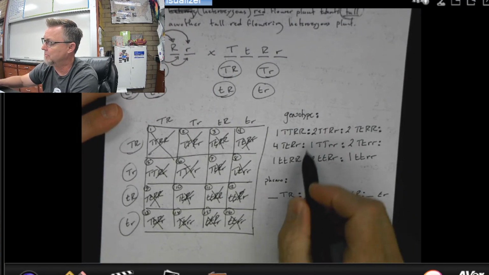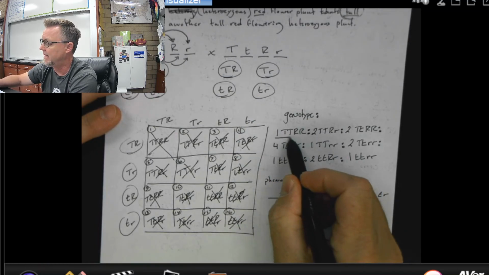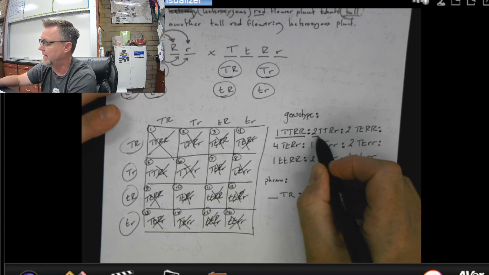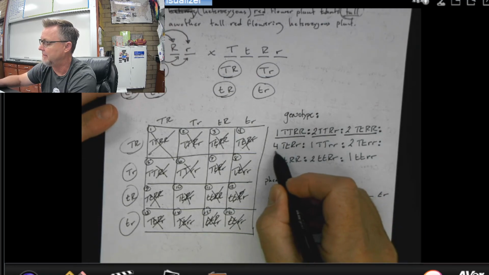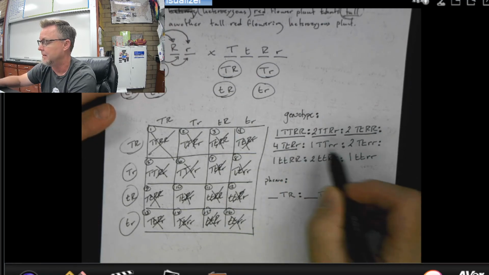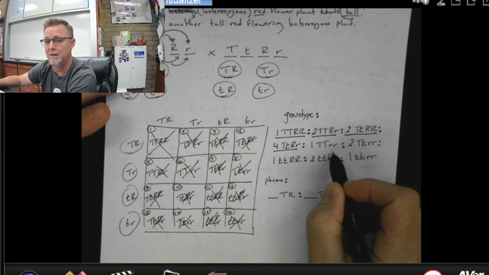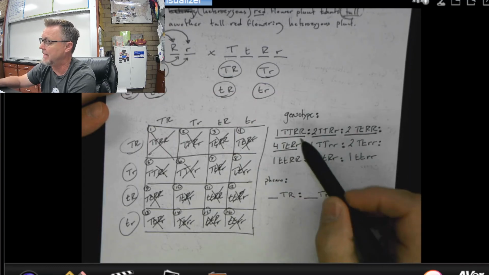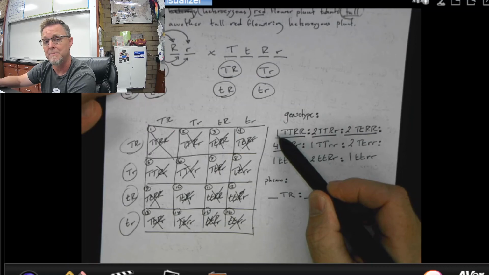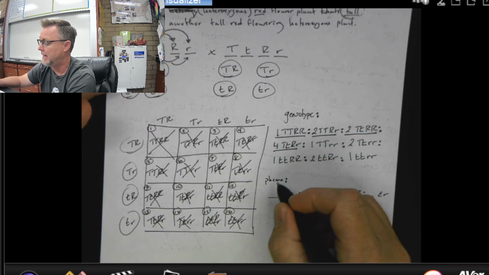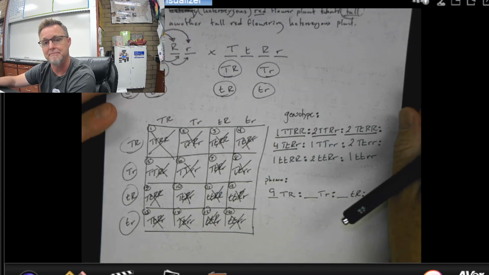So I'm going to go through my genotype, and I'm going to look for big T's and big R's. So this guy has a big T, big R. This guy has a big T, big R. This guy has a big T and a big R in it. And that guy has a big T and a big R in it. Does this one have a big T and a big R? Nope. So you can't count that one. You stop right there. So if you did this right, now all you got to do is add up these numbers. 4 plus 2 plus 2 plus 1. Those all have big T, big R. Last I checked, 4 plus 2 plus 2 plus 1 is 9. So we put a 9 right there.